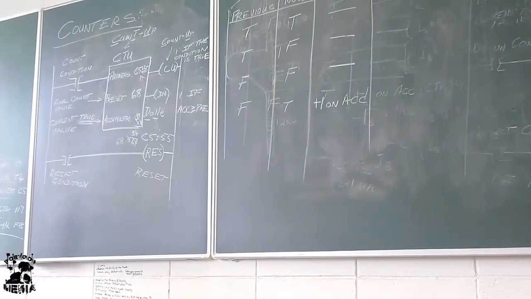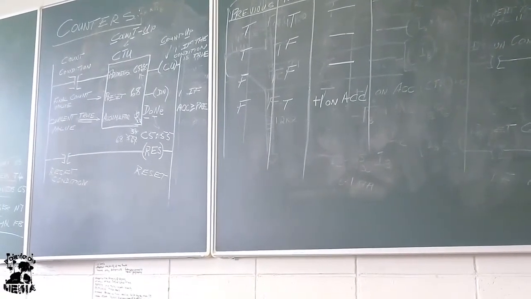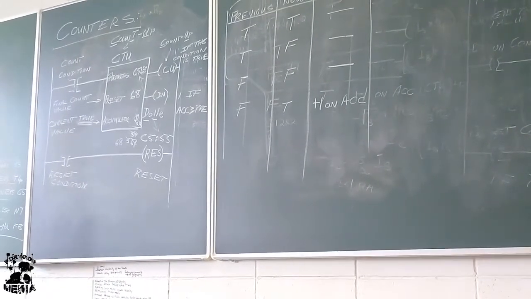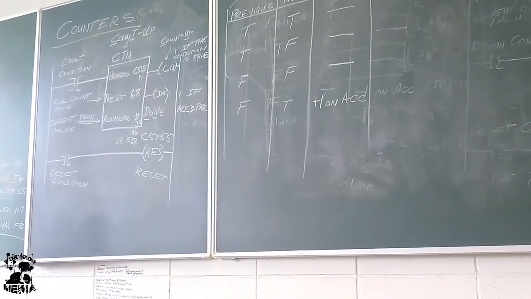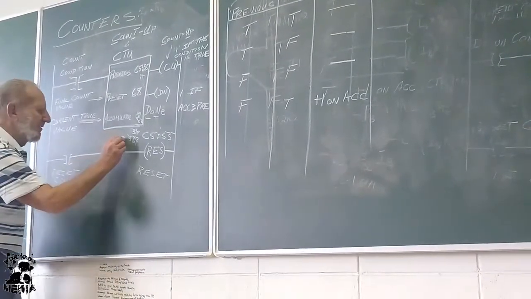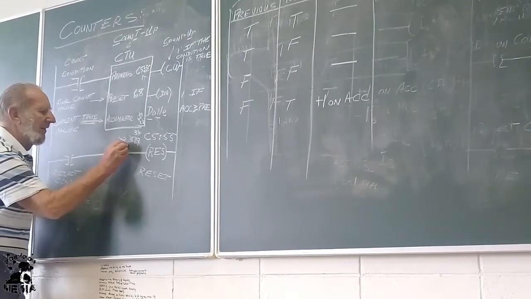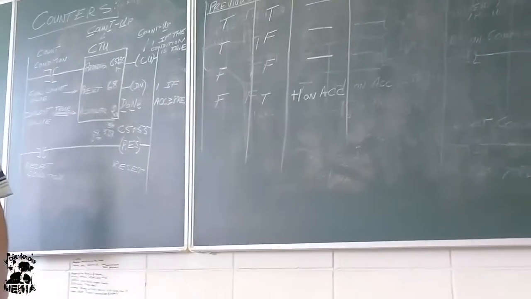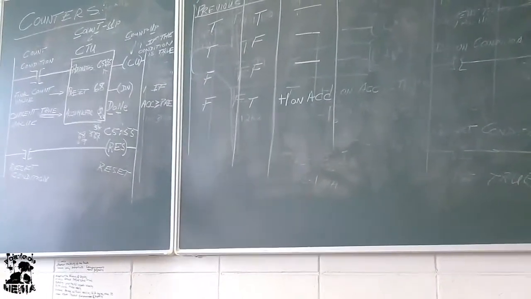The accumulator showed the true count. What is the true count? 69. So this will go to 69, 70, etc. Okay? Because it shows the true value.